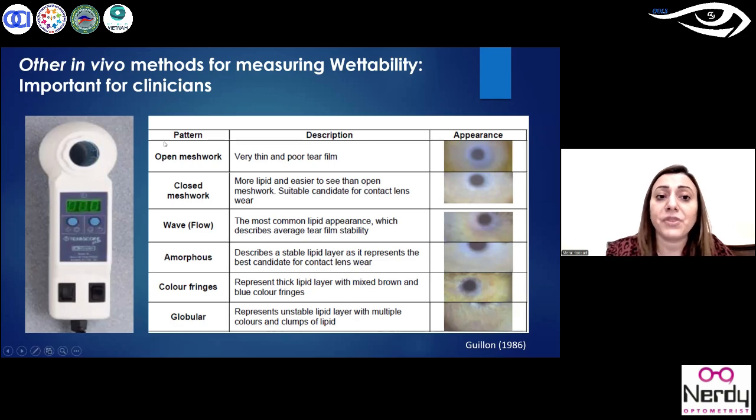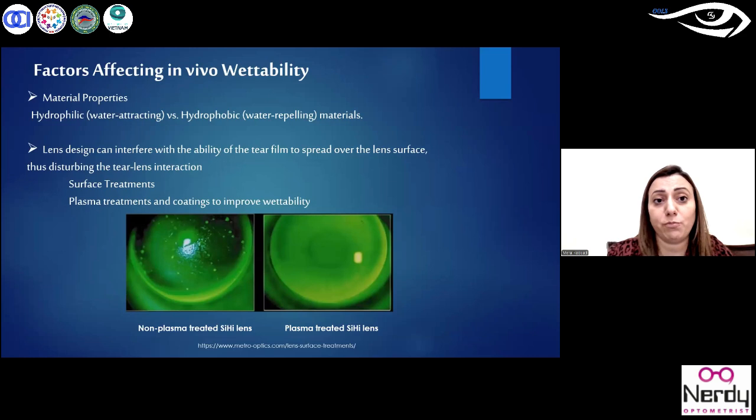For example, the open meshwork, if it appears like this picture, we call it an open meshwork, and it indicates a thin and very poor system. Whereas if we find it like this picture, we call it amorphous, and it describes a stable lipid layer, and it represents the best candidate to wear contact lens. So it is assessing wettability by analyzing the lipid layer, which is very important.